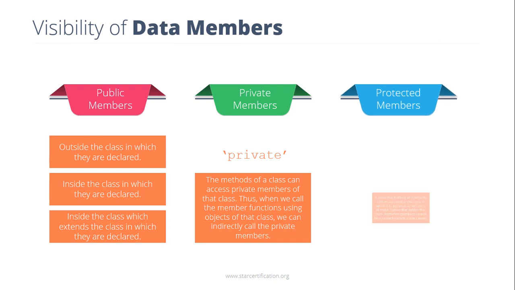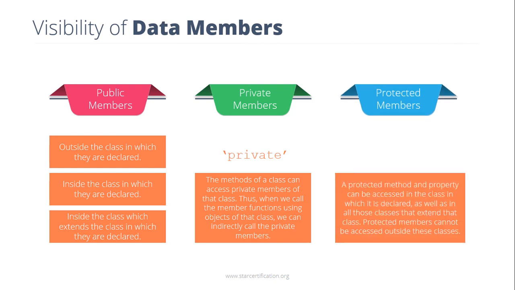Protected members. A protected method and property can be accessed in the class in which it is declared, as well as in all those classes that extend that class. Protected members cannot be accessed outside these classes. The protected keyword is used to make any property or method protected.